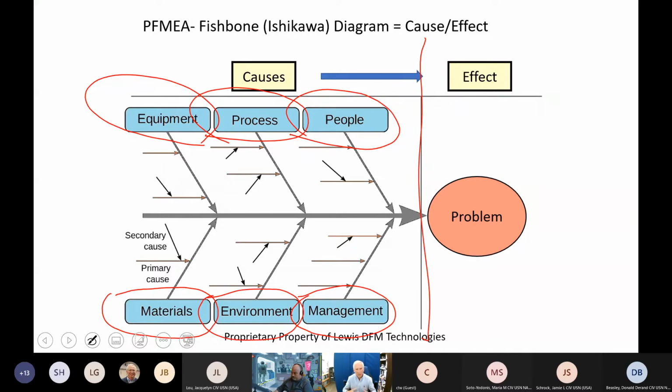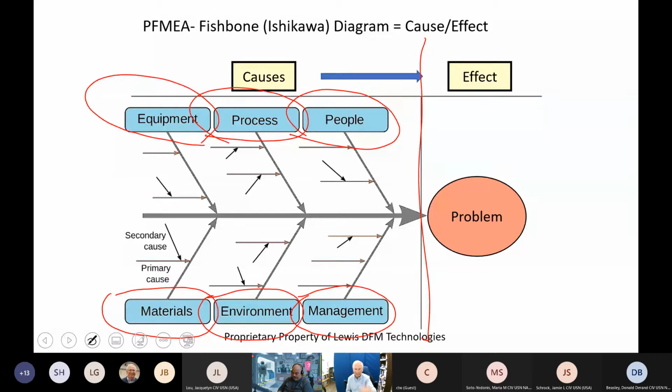So there are some secondary and tertiary causes that can be brought out in each of these areas. Another example is environment. If we're required to inspect our parts in 68 degrees Fahrenheit, and they're being produced in a 100-degree environment in the shop, and then we put them in inspection to soak for a day and bring them down to 68 degrees, we have a real big problem. That could be the cause of the problem we have.